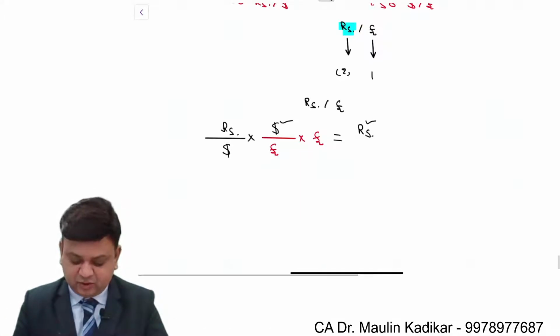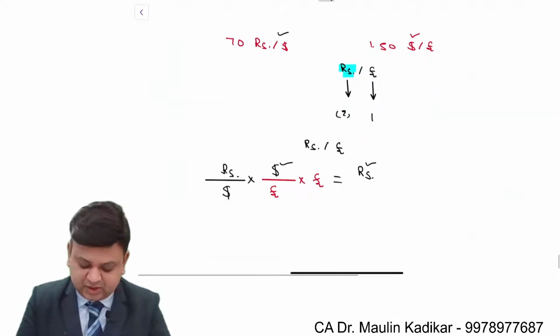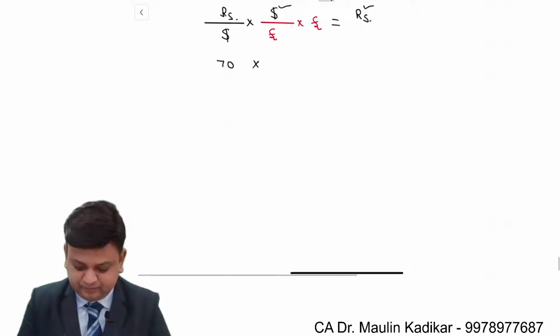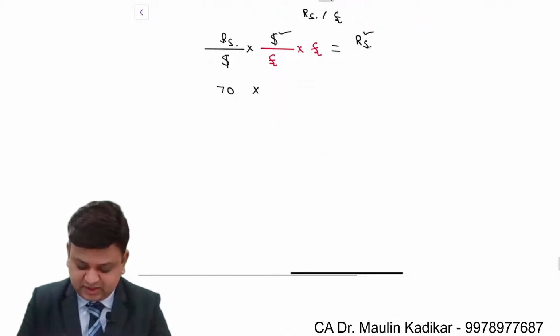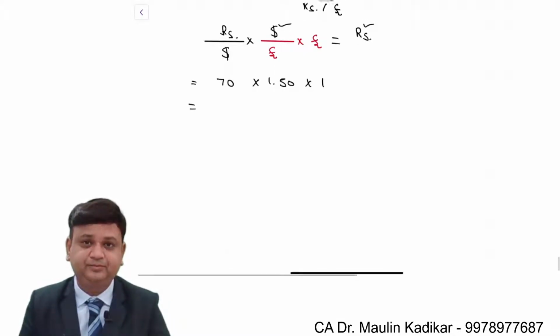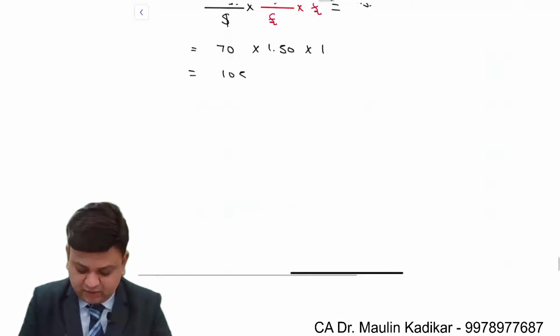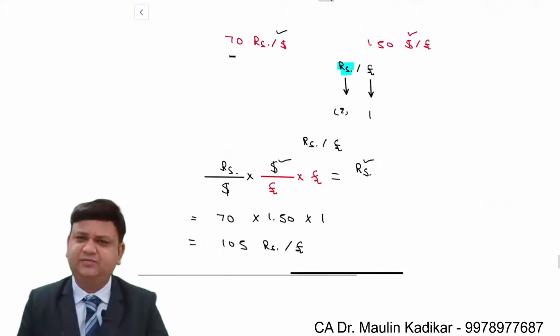Now I want to write rupees per dollar, and I have been given the rupees per dollar rate. So I mentioned 70. I want dollar per pound. The same rate is given to us, exchange rate 1.50. The answer is required per pound, so it is into 1. So 70 into 1.5 into 1 comes to 105 rupees per pound. That is the way we can compute the exchange rate.